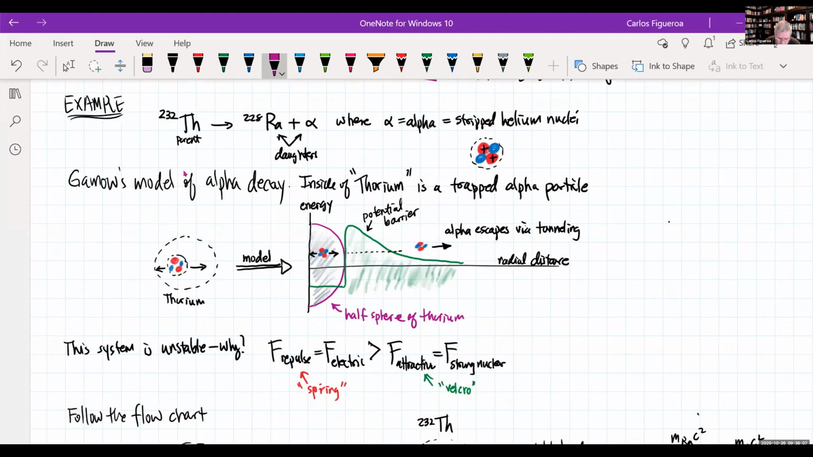The example that we looked at was thorium decaying to radium and an alpha particle. Now, if I looked at Gamow's model of alpha decay inside of thorium, we have a bound alpha particle that's bouncing in this potential barrier. So when I say, what is thorium? A good picture of thorium is this green curve. That's the potential energy or the potential of thorium. This is a better picture of thorium than, let's say, this picture right here.